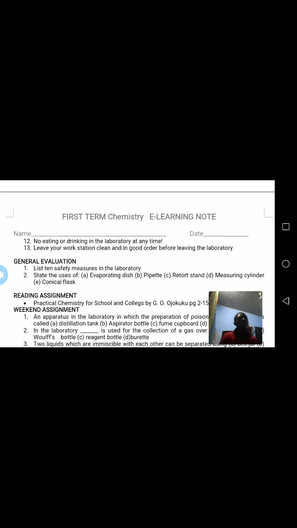Number 12: no eating or drinking in the laboratory at any time. You're in the laboratory with chemicals, so you don't handle chemicals and then handle food. You want to eat, leave the laboratory, go to the kitchen or the cafeteria or wherever your eating spot is, and eat there. You don't stay in the lab to eat. Lab is not the kitchen. Lab is not the dining table.